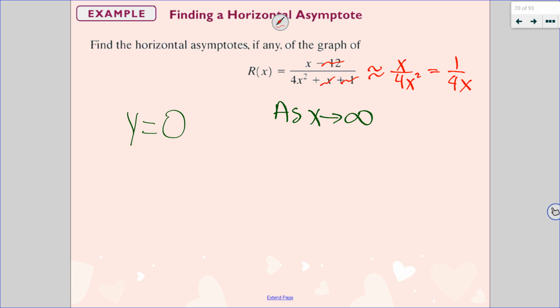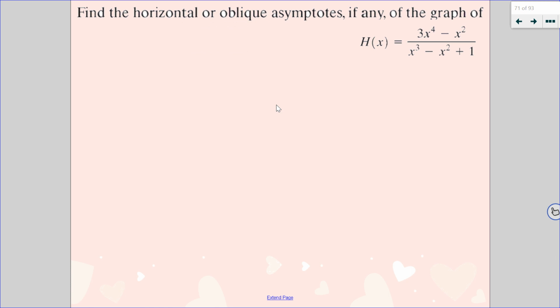Now, as x goes to infinity, what does this get really close to? 0. Because this is like 1 over a really big number, like 1 over 100, 1 over 1000, 1 over 1,000,000. That's very, very close to 0. So that's why the horizontal asymptote is at 0. And if it doesn't click in, you have the flow chart. Okay, so let's look at the next one.